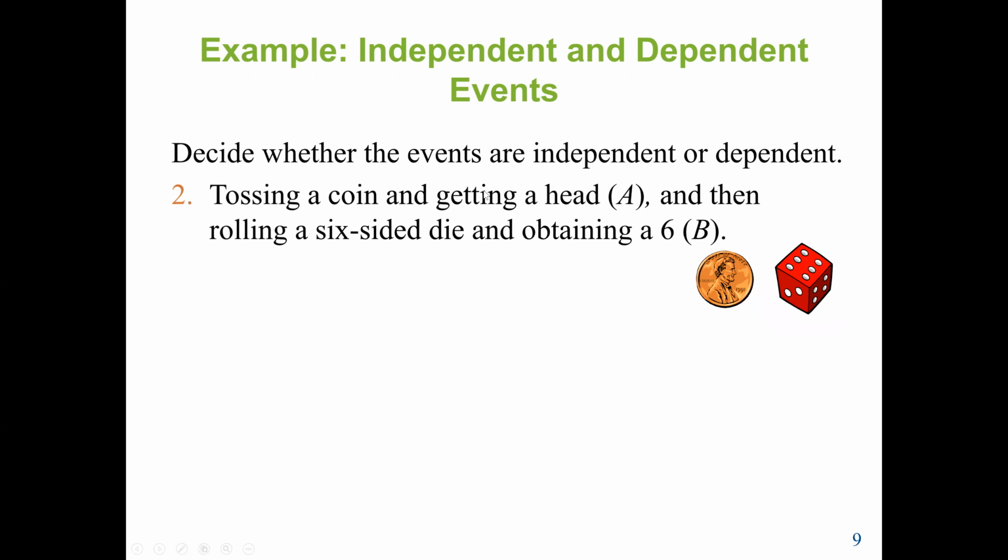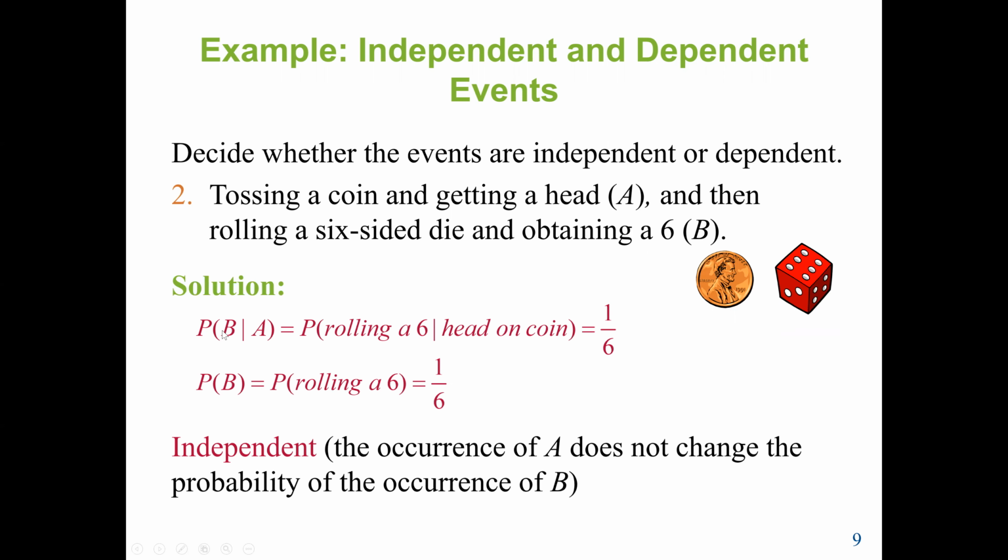Now here also they say we should decide whether the events are independent or dependent. Tossing a coin and getting a head will be A, and then rolling a 6-sided die and obtaining a 6 is B. So again, the probability of B given A will be the probability of rolling a 6, given a head on the coin, which is 1 over 6. Now, what about the probability of B by itself? That's rolling a 6, also 1 over 6. So this means they are independent.